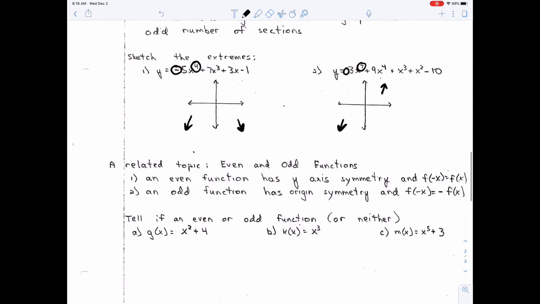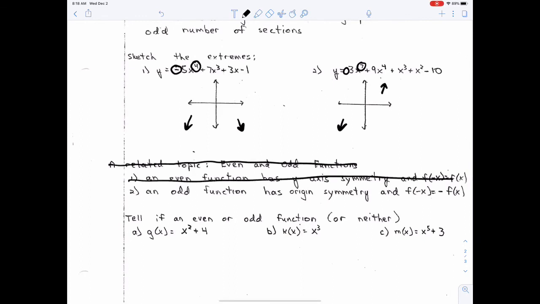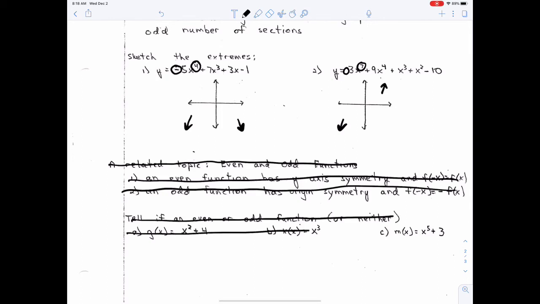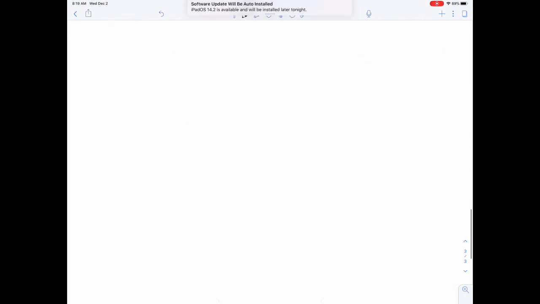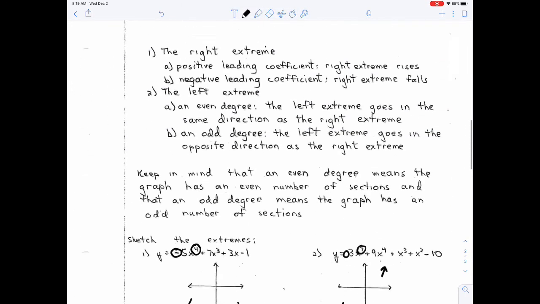Now, this whole thing on even and odd functions, go ahead and skip it. If we weren't so limited in class time, I would include it, but we are limited in class time. That's it. It's a pretty simple idea.